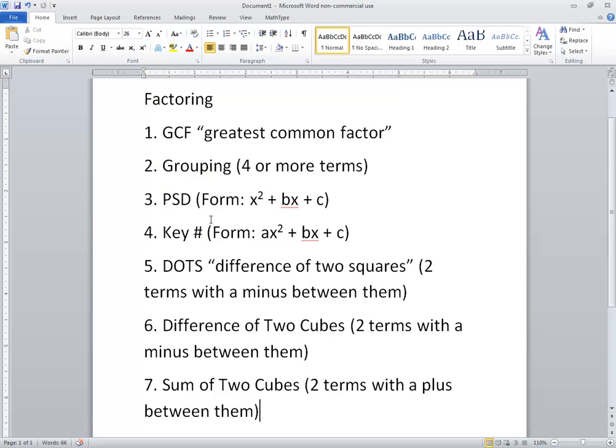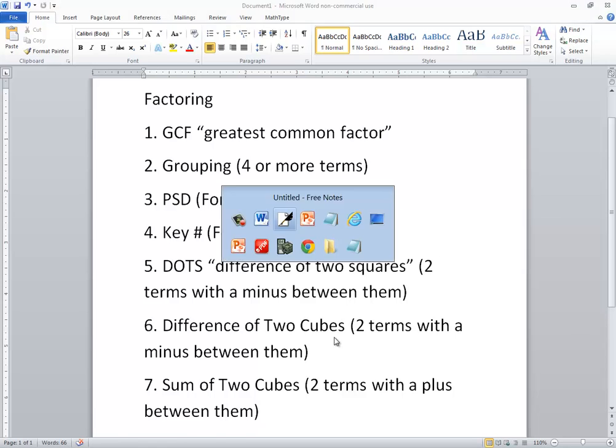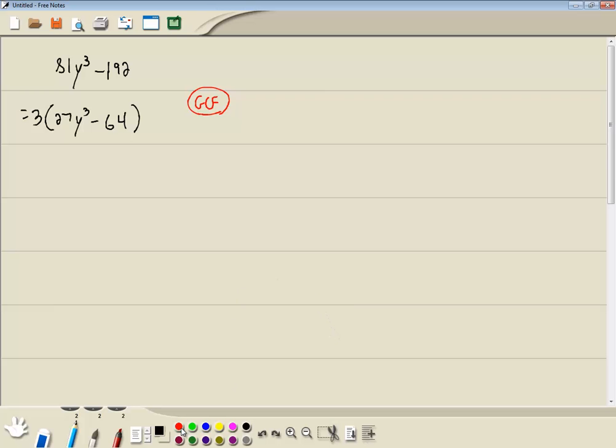So we start going back through our list. Difference of 2 cubes is 2 terms with a minus in them. You notice difference of 2 squares and difference of 2 cubes have the same description. So if difference of 2 squares fails, then you come down and do difference of 2 cubes. And that actually works in this one. So we got a difference of 2 cubes.